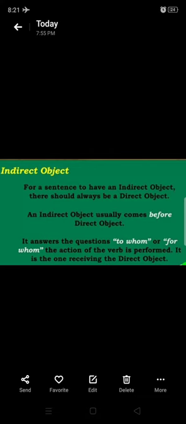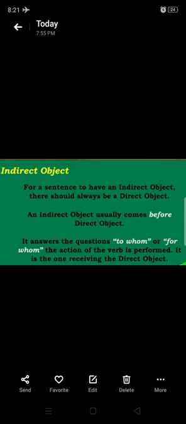So, coming back to our topic, an indirect object cannot exist without a direct object. A direct object can exist without an indirect object, but without a direct object there can be no indirect object, because it is through the direct object that the indirect object receives the action.